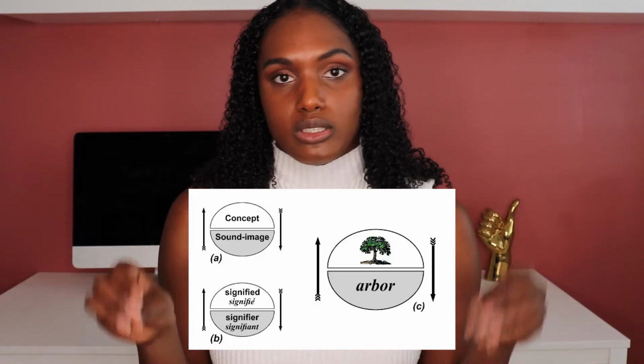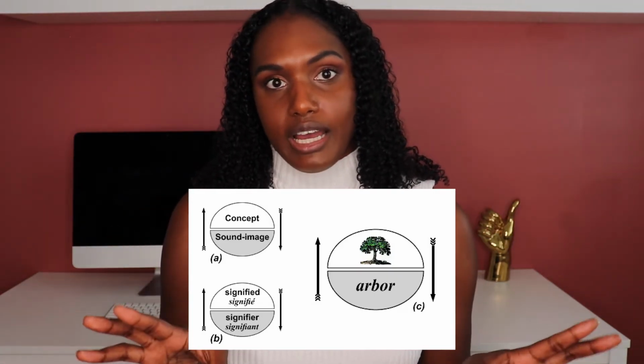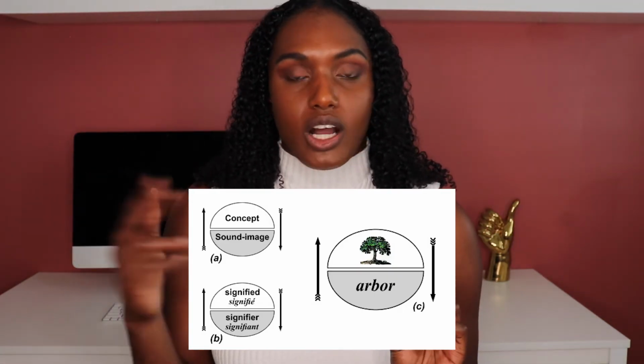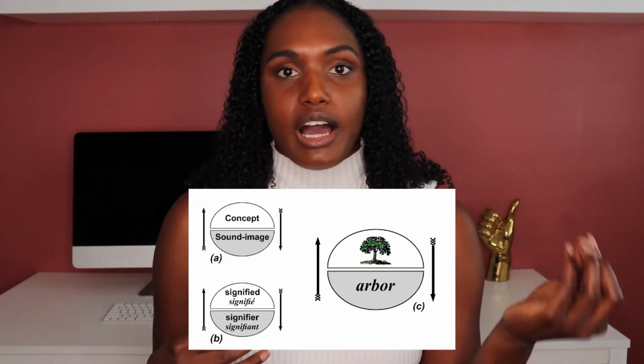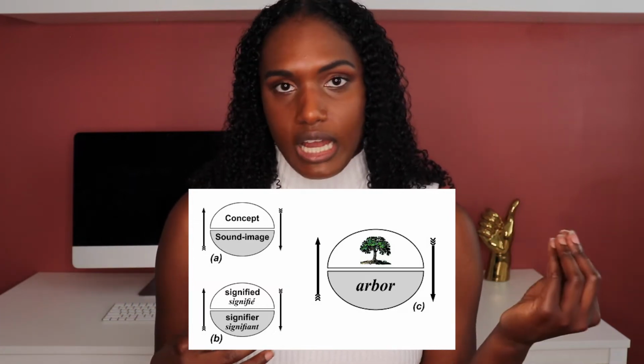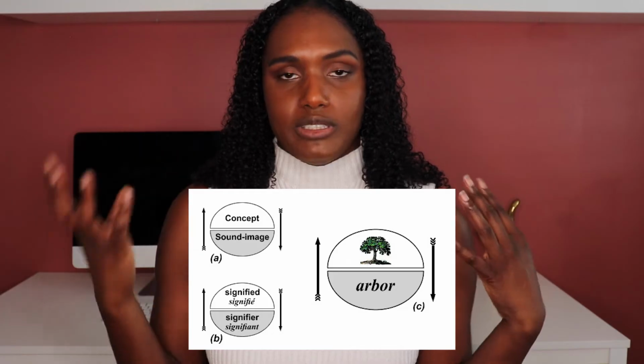Basically, the study of signs, semiology, is kind of like a hodgepodge of different theorists, mostly Ferdinand de Saussure and Charles Sanders Peirce. Just to recap, semiotics is the sign broken up into two parts, the signifier and the signified. And the signified is the concept that we have in our heads. The signifier is the word or sound or image that we use to represent that concept.